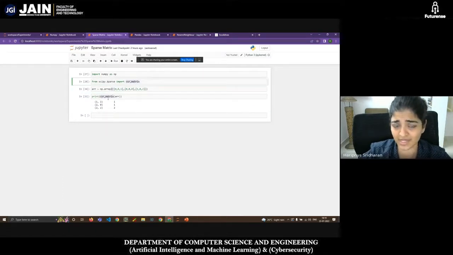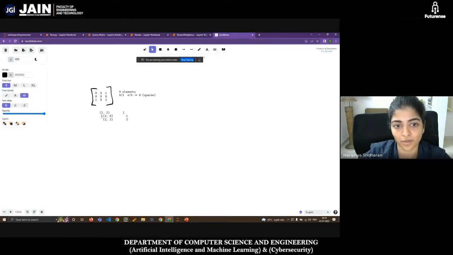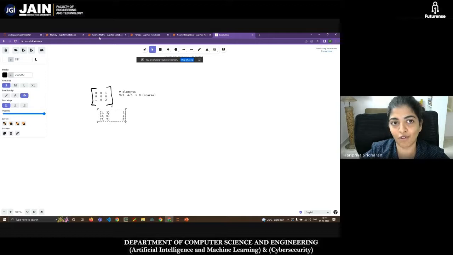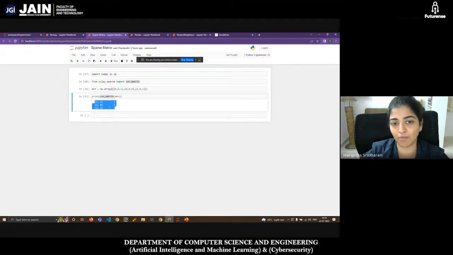So when you actually do a CSR matrix of it, you get this as output. So what does it say? It says 1, 2 as 1. That is, in this 2D matrix representation, you have position 1, 2 as 1, and then 2, 0 as 1, 0, 1, 2. This one is 1, and then you have 2, 2 as 2. So this is the more effective way of storing the data, right? You don't have to keep looking into the data which has element 0.